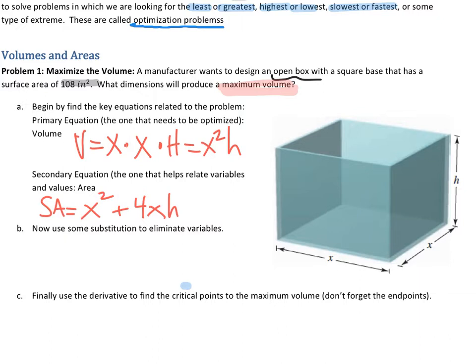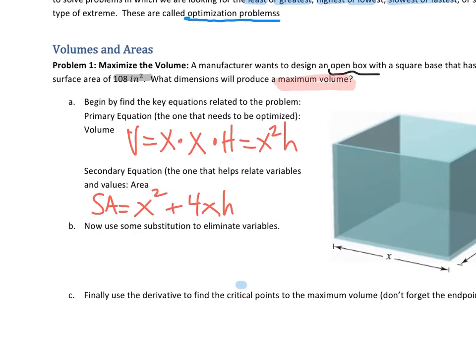Well, now we also know one more thing about this. We know what the surface area is. It's 108, so we can swap that out. We know the surface area is 108. Let's go ahead and put that in there.